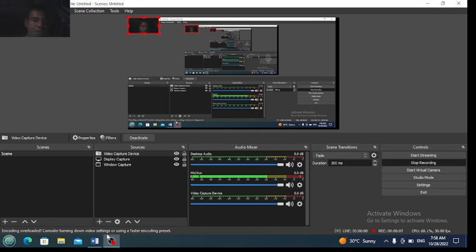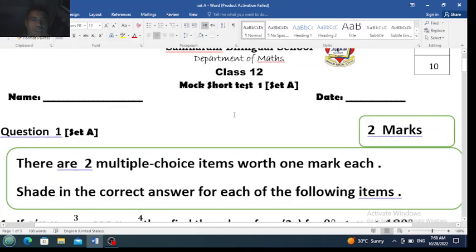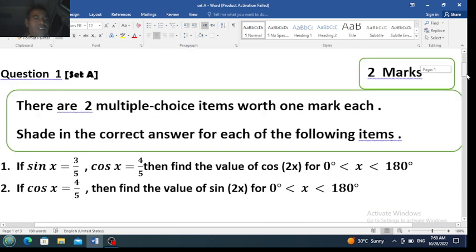Now it's 8 o'clock. Okay, I will start to make a revision for set A. Samar English School, Department of Math, Class 12, mock short test A. This is a mock test, meaning that it is not the true test. Question number one says, there are two multiple choice items worth 1 mark each, shade in the correct answer for each of the following.